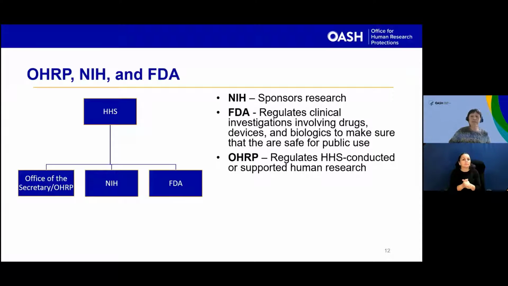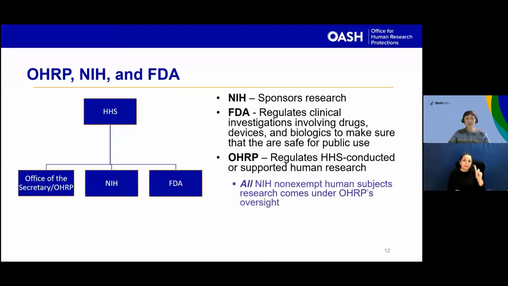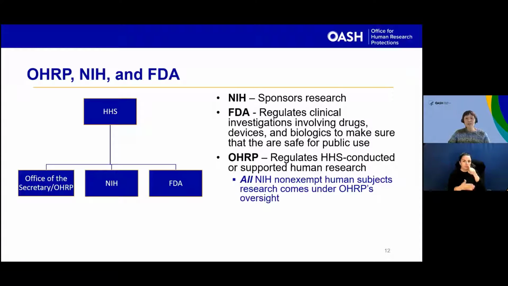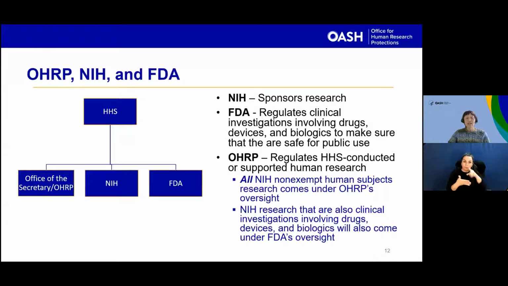So what about the OHRP? It regulates HHS conducted or supported human research. All NIH non-exempt human subjects research comes under OHRP's oversight. NIH research that is also clinical investigations involving drugs, devices, and biologics will also come under FDA's oversight. So I hope this explanation helps you understand how we're related to one another. Basically, if you want money to do your research, NIH is the organization that you look to.